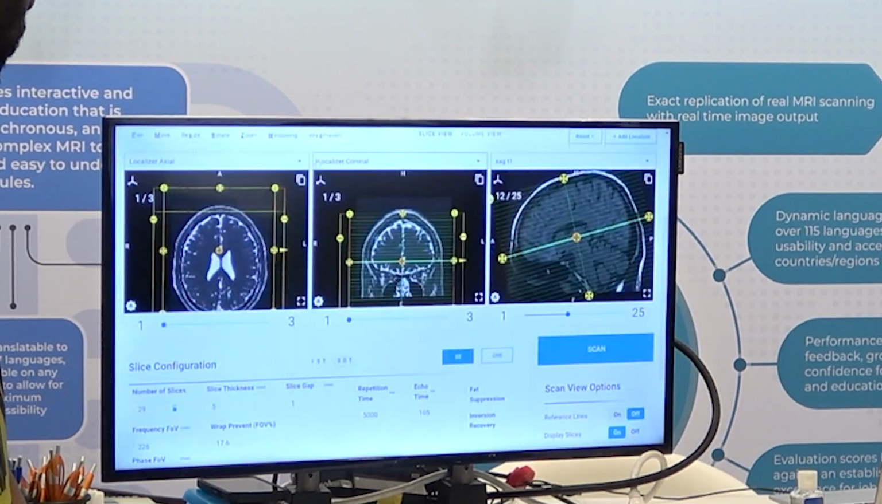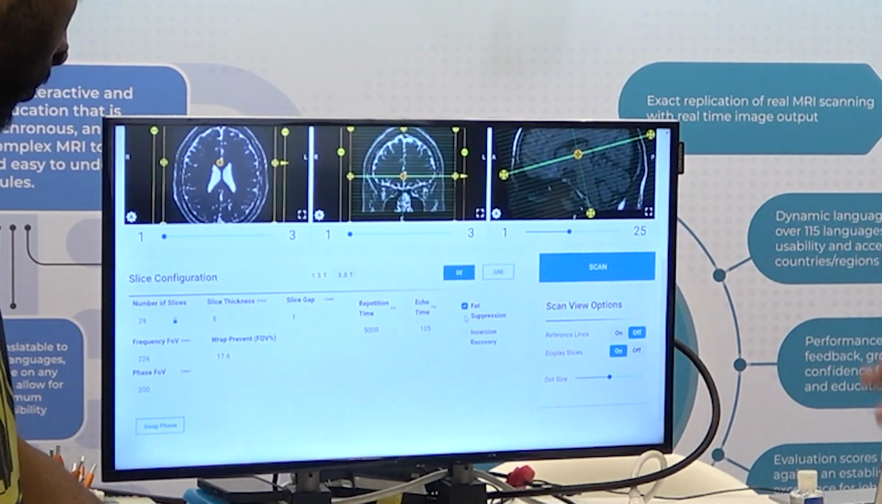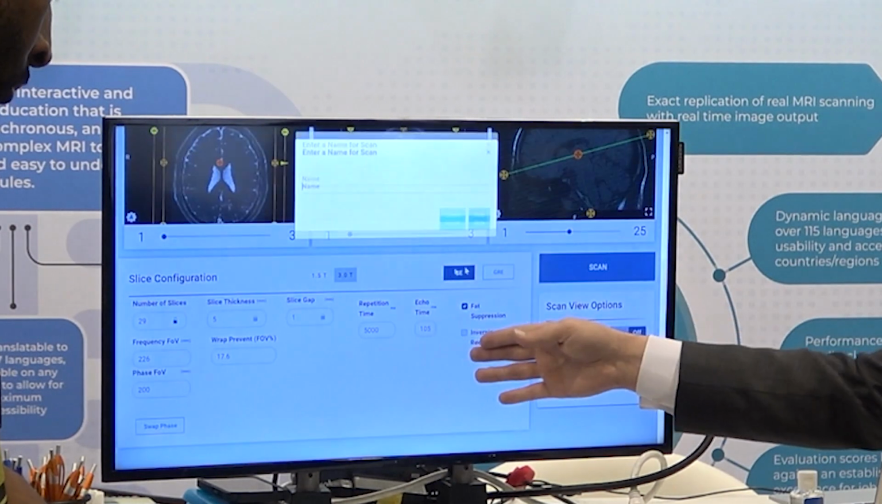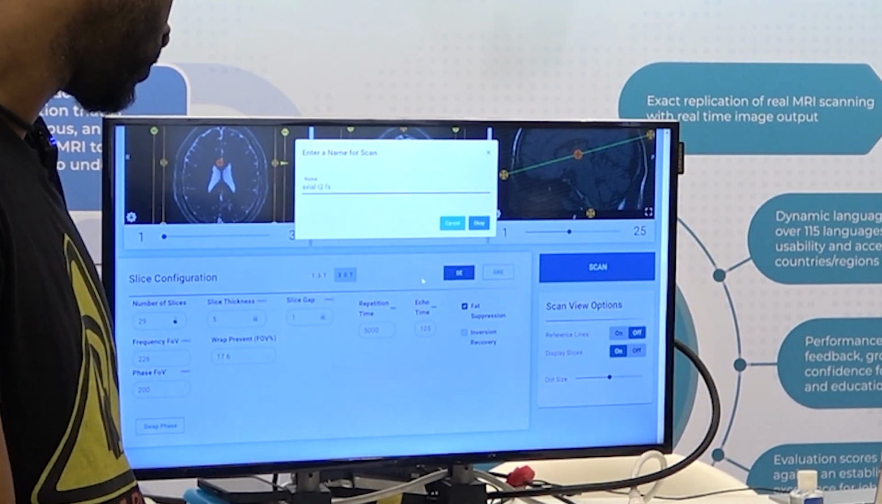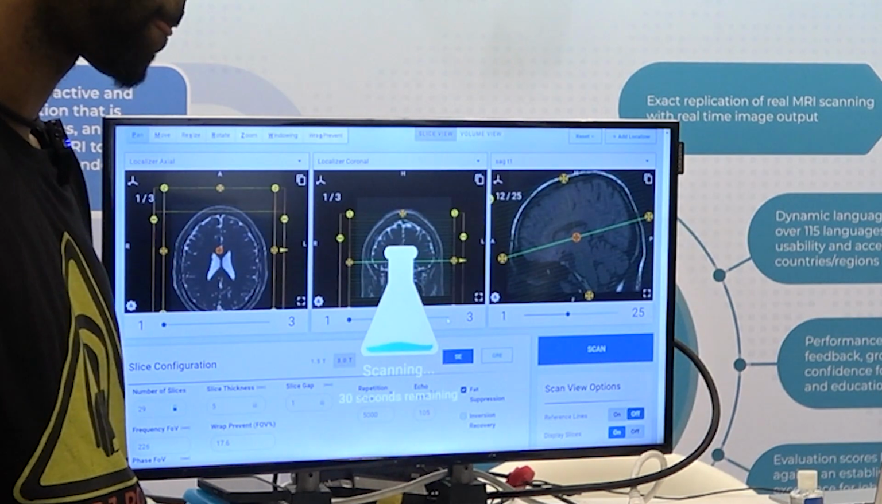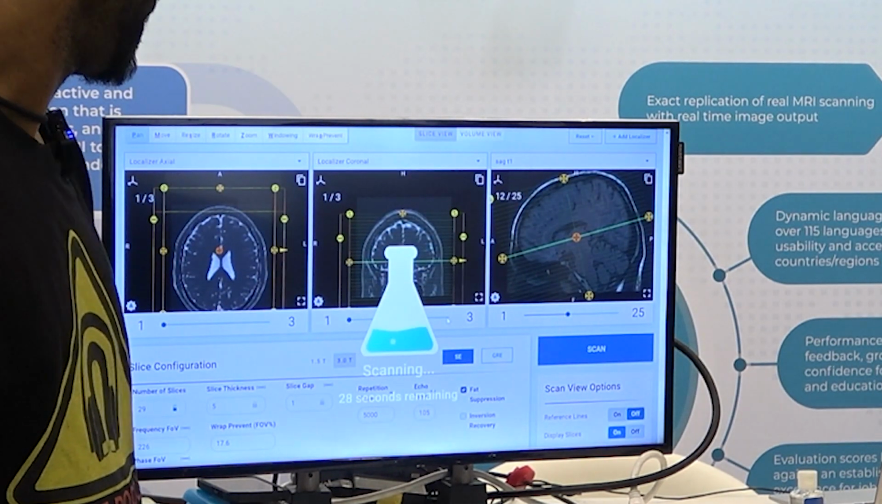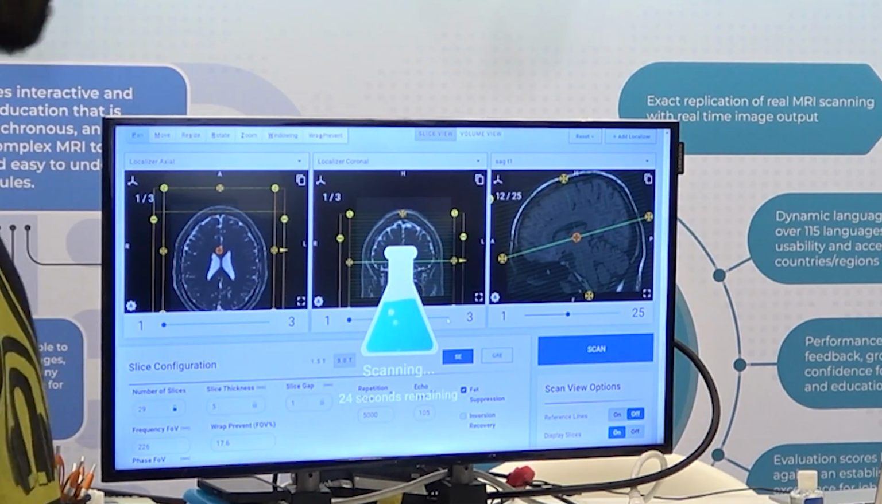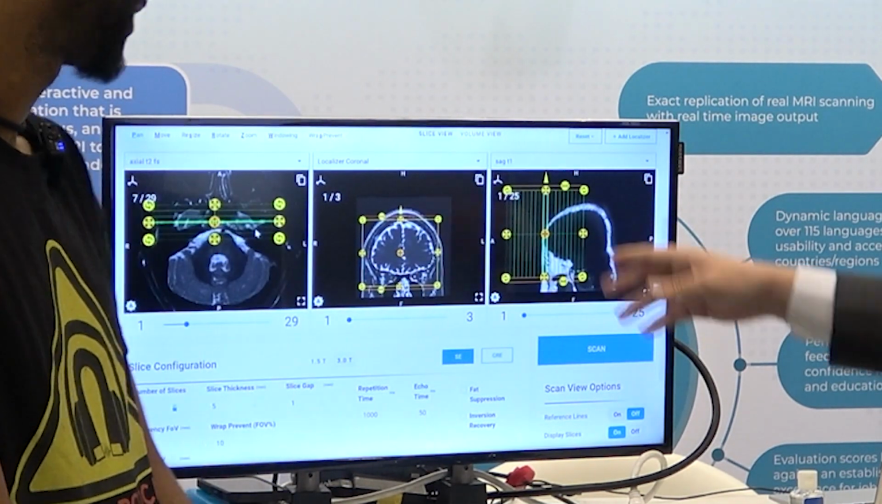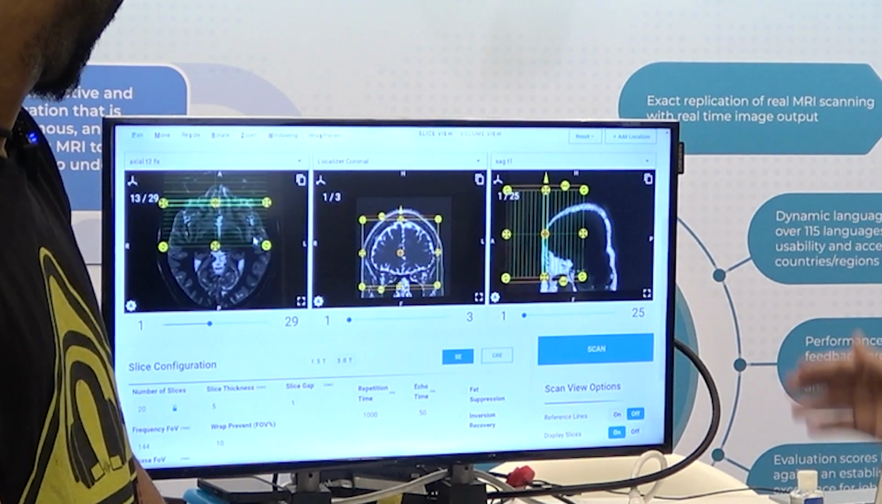Yeah. So in this case, once again, typically this would be a TR of 5,000, let's say with 2 averages or so. In real life, this is going to take, I don't know, 3 to 5 minutes, depending on what you've got. Easily, right? We're doing it in about 16, 17 seconds. So there we go. We're seeing the axial, exactly what you would expect.